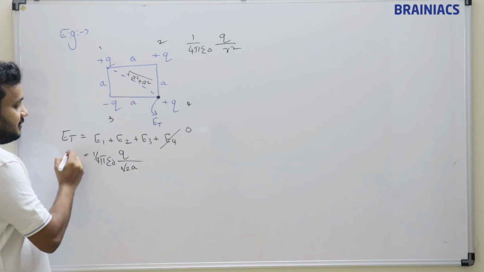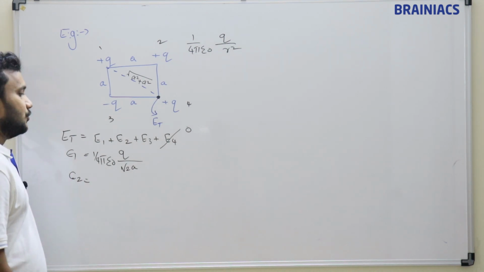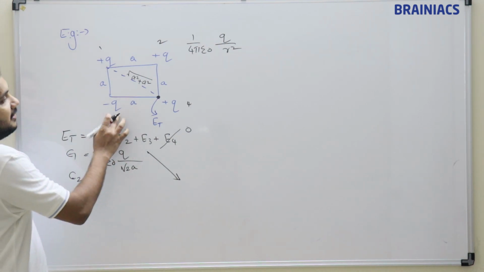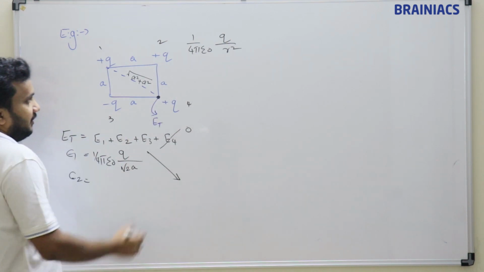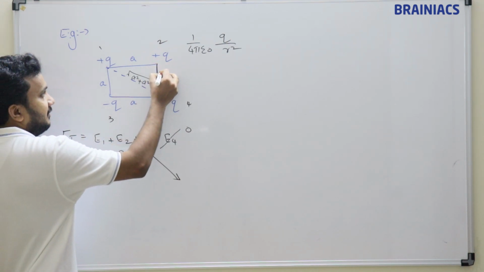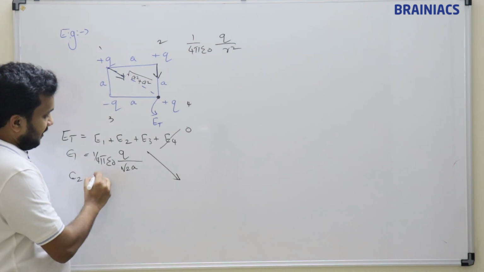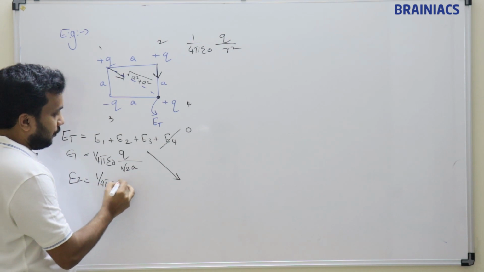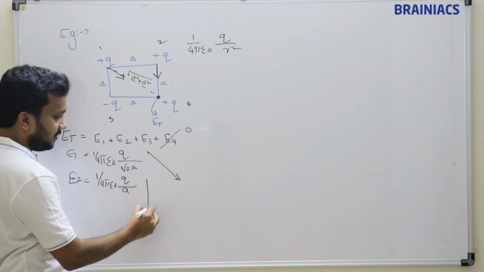This is nothing but E1, and I'm going to write E2. The direction of E1 I know is like this, and E2 is because of charge 2. So E2 is also away from this point. The electric field is like this, and here the electric field is like this. So E2 will be equal to 1 by 4 pi epsilon 0 Q divided by the distance from here to here, which is A, and the direction is downward.